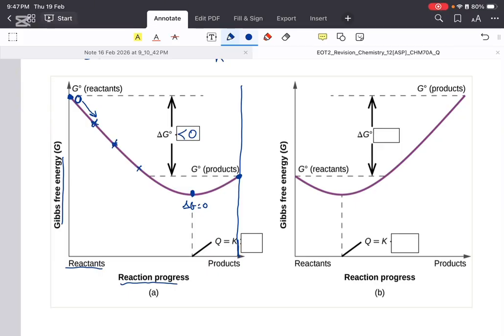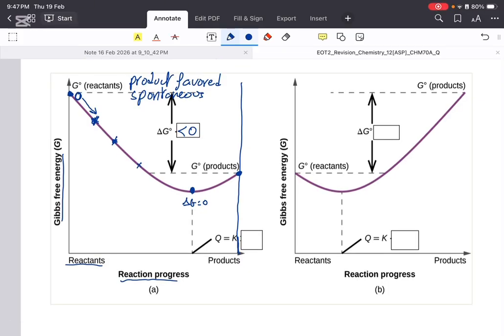Now, any point on this graph, like if I take this point, since the marble is gonna roll down, it means that this reaction is product favored. Product favored, which means it is spontaneous because the reactants are going toward giving the product. When the marble reaches here, it means we reached an equilibrium state, and at this point G is equal to 0. We are at equilibrium and there is no more energy to drive a reaction.